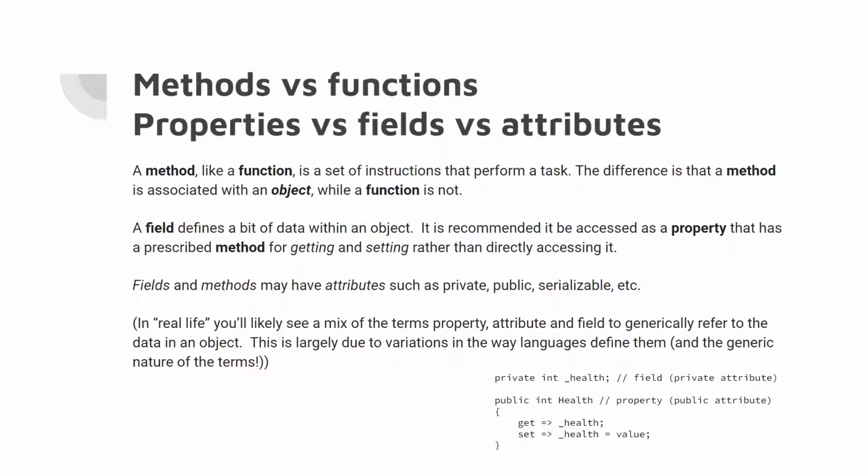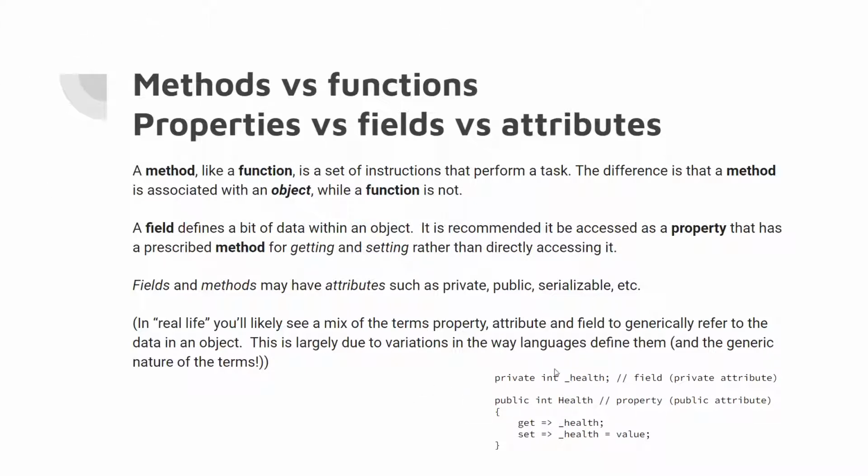In real life, you'll largely see a mix of these terms: properties, attributes, fields. Generically, we can think of them as the data that's in an object. As you go from language to language, different languages sometimes use different jargon and terms, so it can be a little bit hairy. But in general, the important part is that we're talking about the data that's in an object and the functions that are in an object.